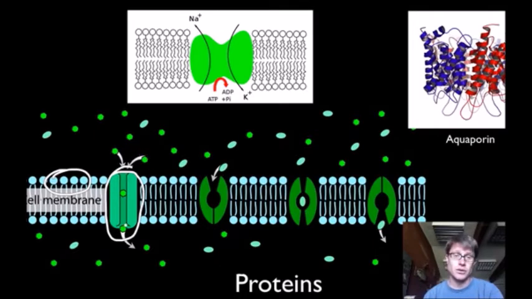So right here we're moving glucose across, sugar. And here we're moving some particles through facilitated diffusion. So these are helper proteins for things that are maybe too large or have a charge and can't move through this.